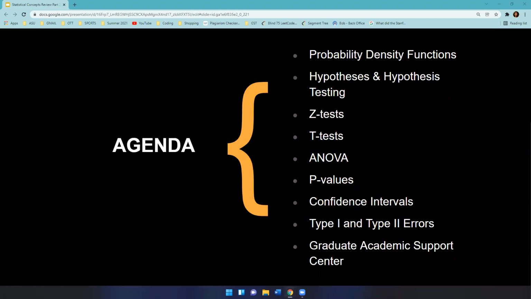So today we'll be discussing some basic statistical concepts. We'll first of all start with PDF, probability density functions, and after a brief introduction about that, we'll start hypothesis testing, and then we'll discuss some examples. And then there are some basic tests which we do for hypothesis testing, like z-test, t-test. So we'll discuss that. Towards the end, we'll discuss confidence interval, the type of errors we can perform, and at the end, we'll tell you about our academic support center.